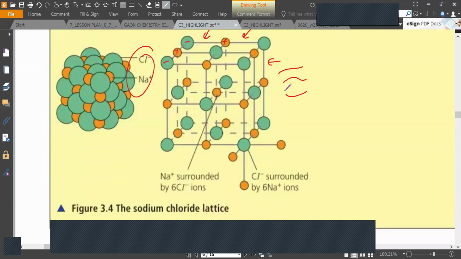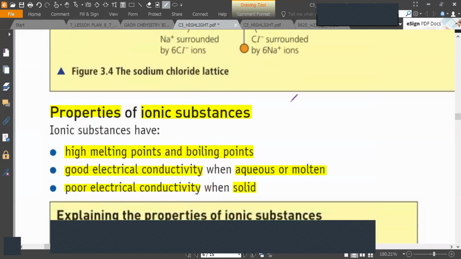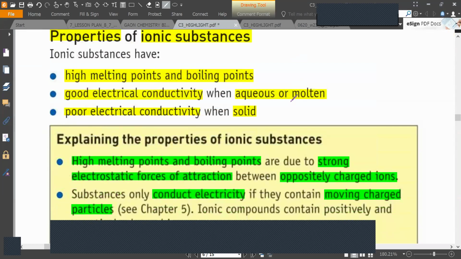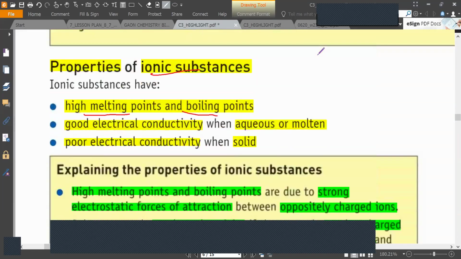If we have this kind of very, very strong attraction, what kind of properties do we expect from these ionic substances? We expect these ionic substances to have high melting points and high boiling points, because of this very, very strong attraction, and we have millions and millions of them. So they will have high melting and boiling points, and good electrical conductivity when aqueous or molten.